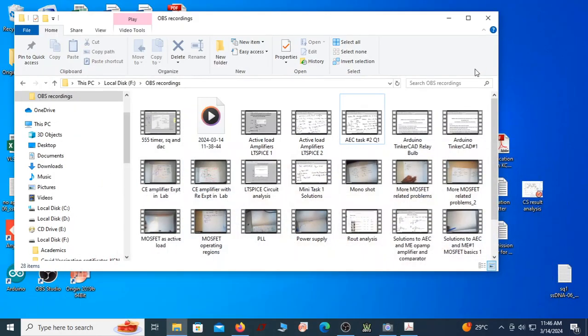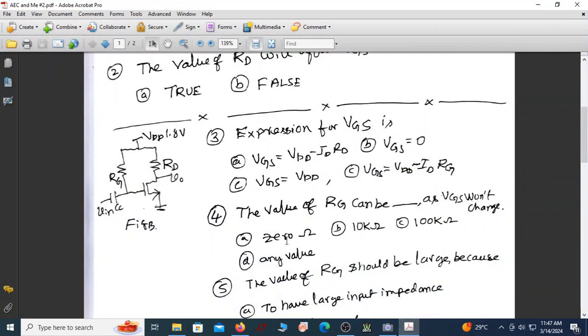Now we have been given three options of Rg, whether it should be 0 ohm, 10 kilo, 100k, or any value. So basically this should be a large value, that is 100k. If it is 100k, it is good.